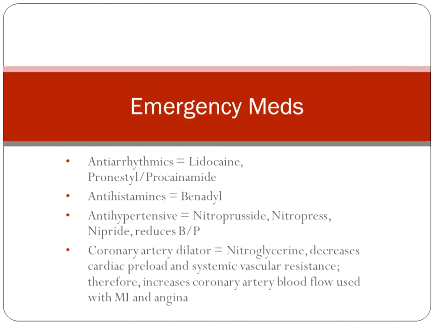Another one listed there are antihypertensives. Antihypertensives are medications given to reduce blood pressure. Nitro, Nipride, Nitropress, a couple of them listed there. The fourth one on this slide is coronary artery dilator, nitroglycerin being listed. It decreases the cardiac preload and systemic vascular resistance, therefore increases coronary artery blood flow, many times used for heart attacks or chest pain.